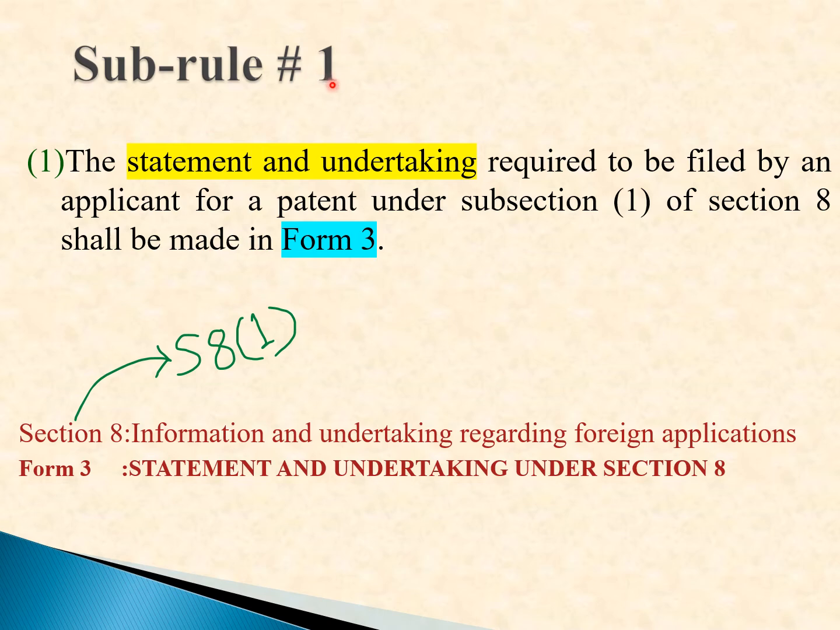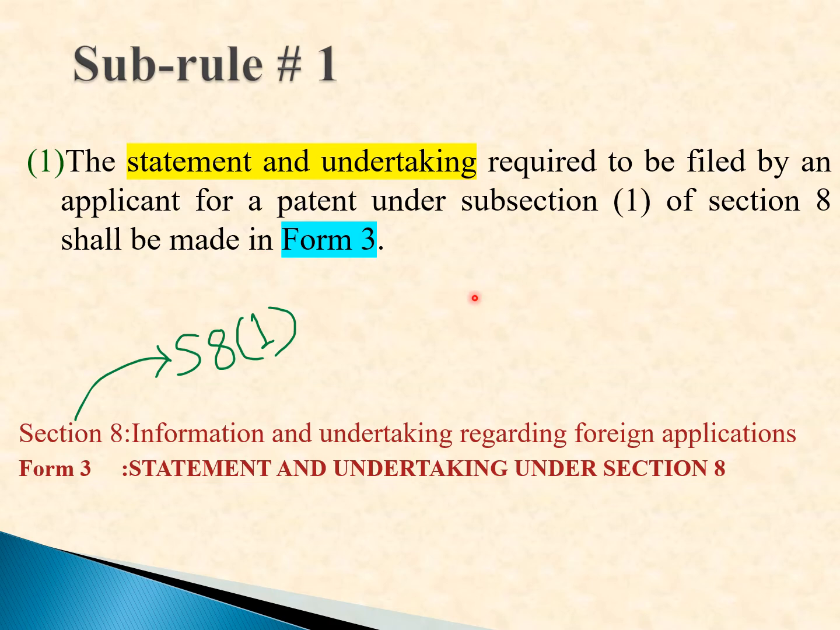Now comes sub-rule 1. This says the statement and undertaking required to be filed by an applicant for a patent under subsection 1 of section 8 shall be made in Form 3. Okay, very easy statement, very simple statement. The keyword is statement and undertaking. So a statement and undertaking is required to be filed. It is a requirement by an applicant. It should be filed by an applicant for a patent, and this is as per subsection 1 of section 8.